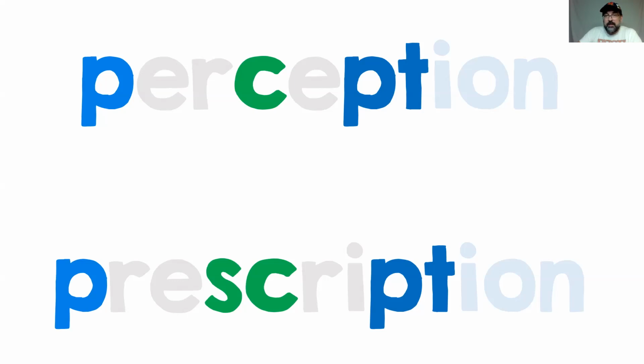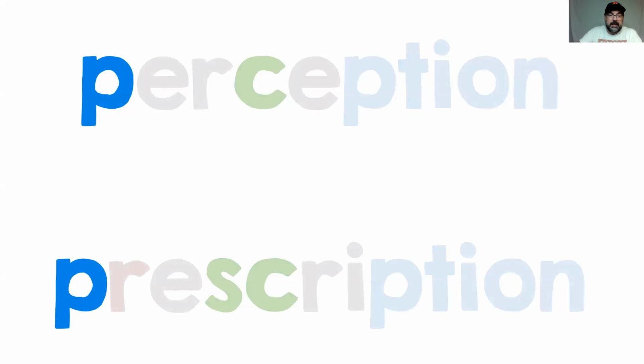So the ending is completely the same. It's in the beginning where things get a little interesting. So let's take a look at the beginning. There's an R after the P in prescription, all right? But up top, there's an E between that P and R, creating the R-controlled sound. So you can see up top, per. Down below, it's pr.